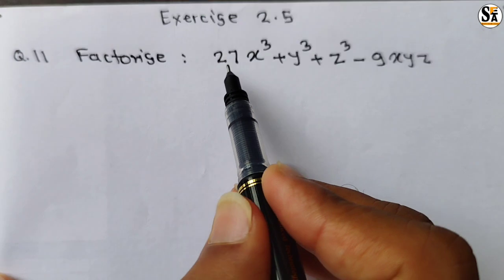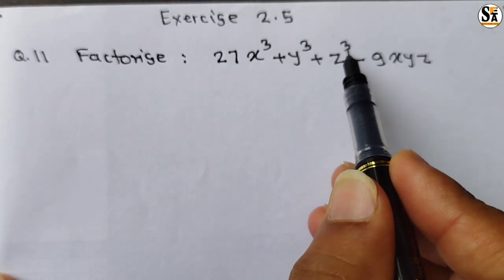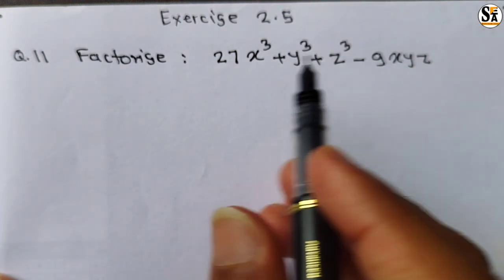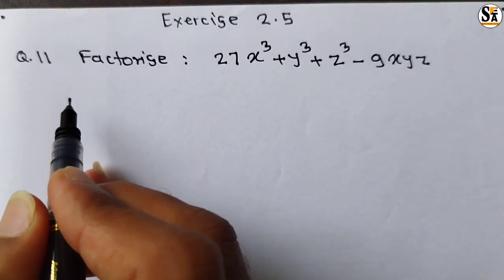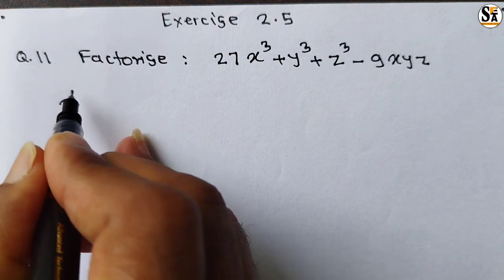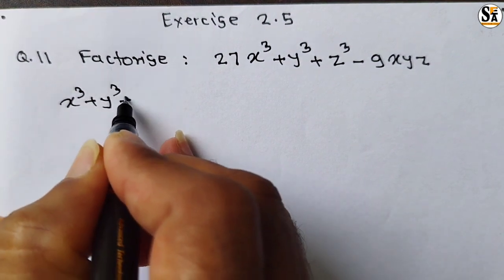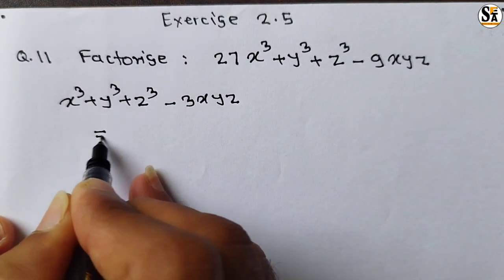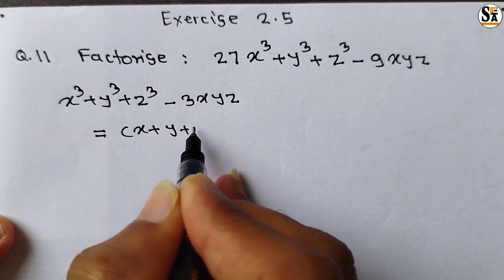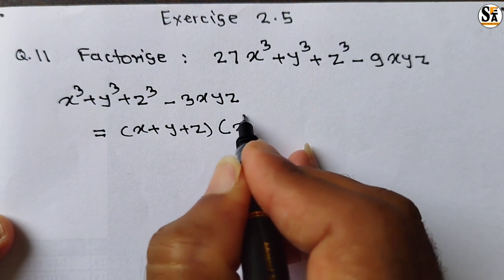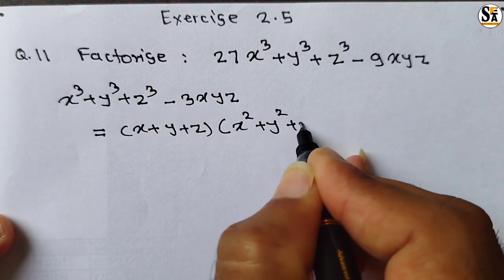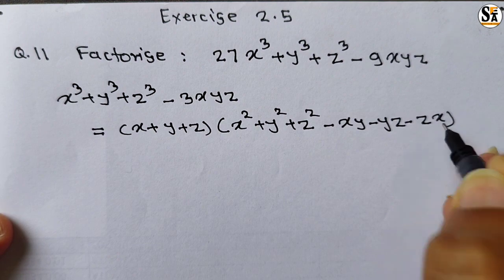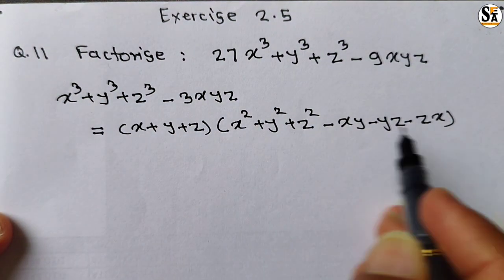Question is given, factorize 27x cube plus y cube plus z cube minus 9xyz. So, here we have to factorize this expression. Now, here we will use the standard identity. One of the standard identities, I will write here: x cube plus y cube plus z cube minus 3xyz is equal to x plus y plus z in the second bracket, x square plus y square plus z square minus xy minus yz minus zx. So, factors of this expression are like this. This is the standard identity.